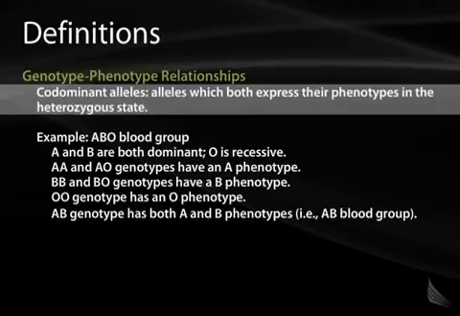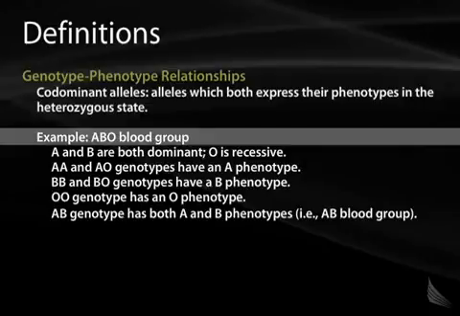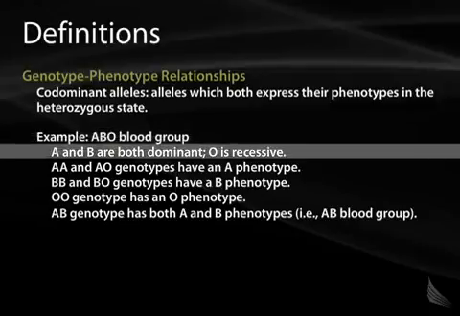A couple of other definitions to know, codominant alleles. These are alleles which both express their phenotypes in the heterozygous state, so there's not one that dominates over the other. A good example of this is in considering the ABO blood group and AB antigens on the surface of red blood cells. A and B are genes for antigens that are expressed on the surface, and they're both dominant. O is a recessive phenotype.